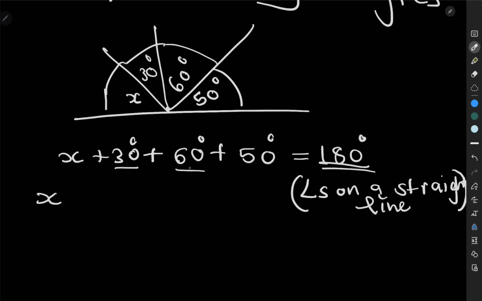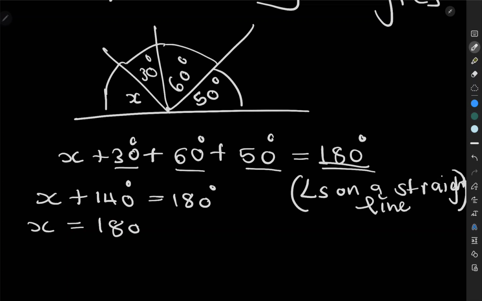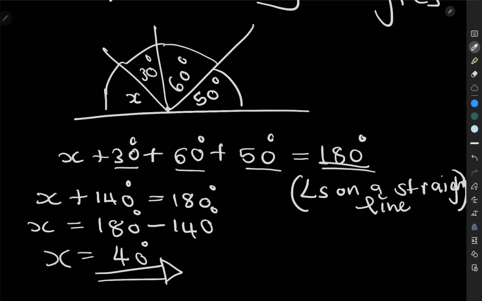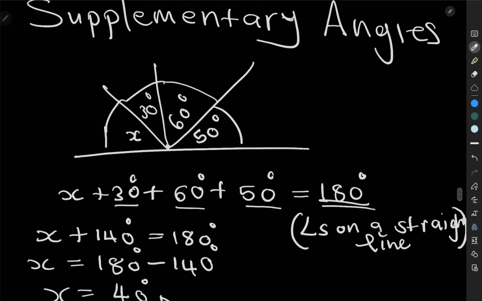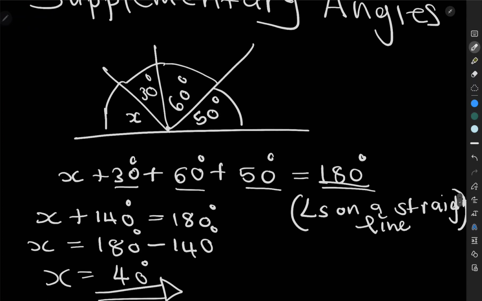So we know that 30 plus 60 will give us 90, and plus 50 will give us 140, which equals 180 degrees. From here, we can just transpose the 140, and that will give us 180 minus 140, which gives us 40 degrees. So the value of X in this case is 40 degrees. So that's the concept of supplementary. It applies on a straight line.